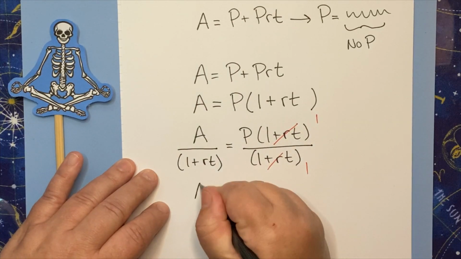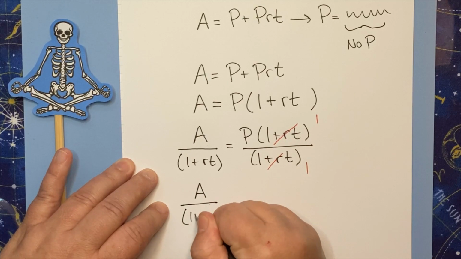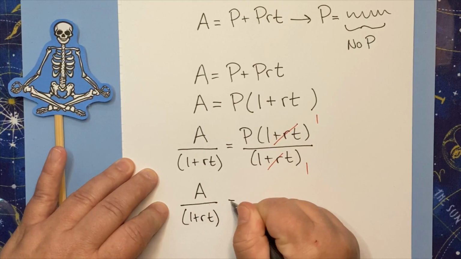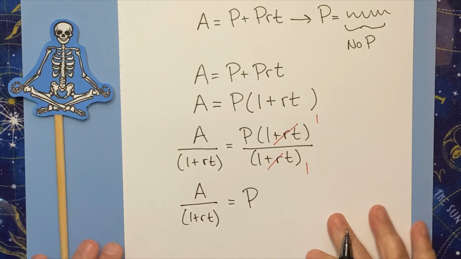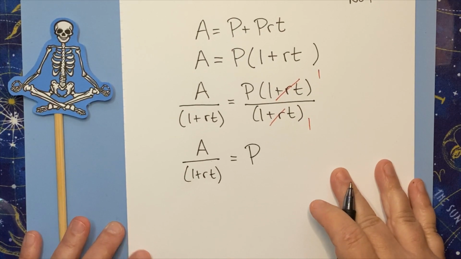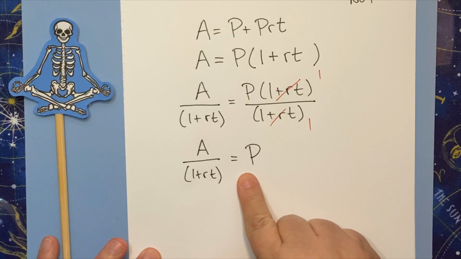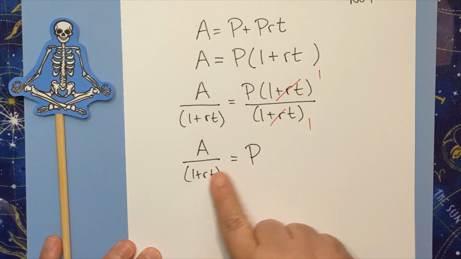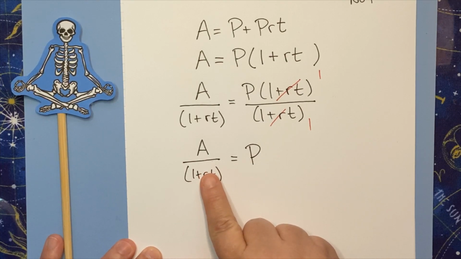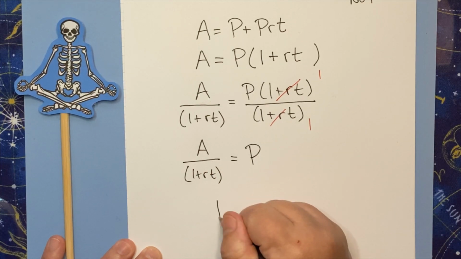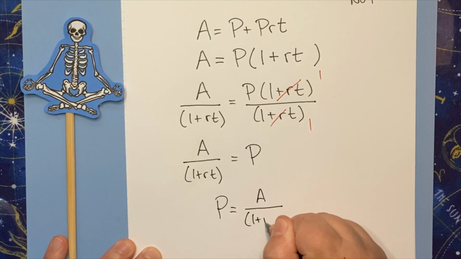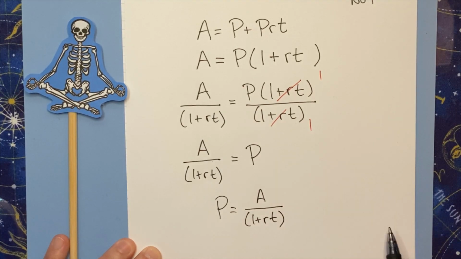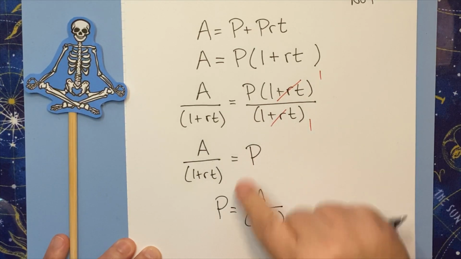Okay, so then I've got A all over 1 plus R T equals, and then this all canceled out, so I've got P. Last thing I should do, and this is a matter of style, because as far as I'm concerned, you're done. But a lot of people don't like to read right to left. So a lot of folks will rewrite the equation the way you would expect to see it. But I will, to the day I die, stand behind this as a correct answer.